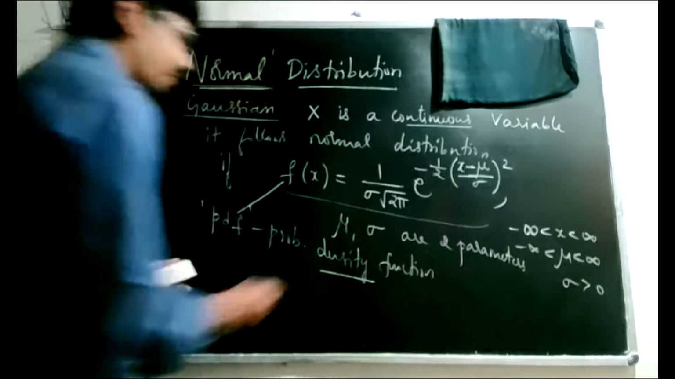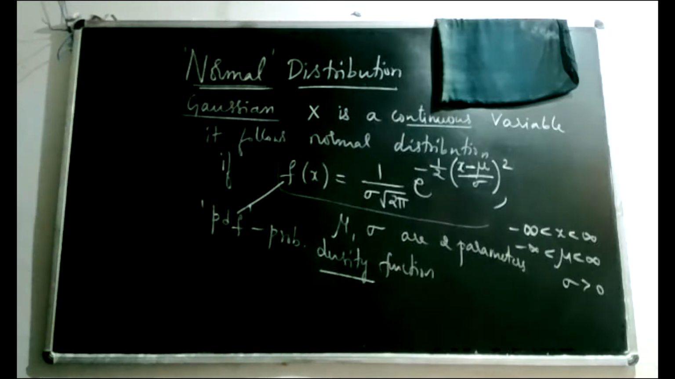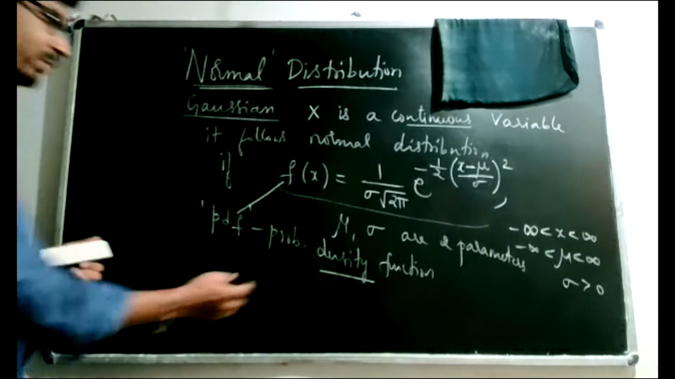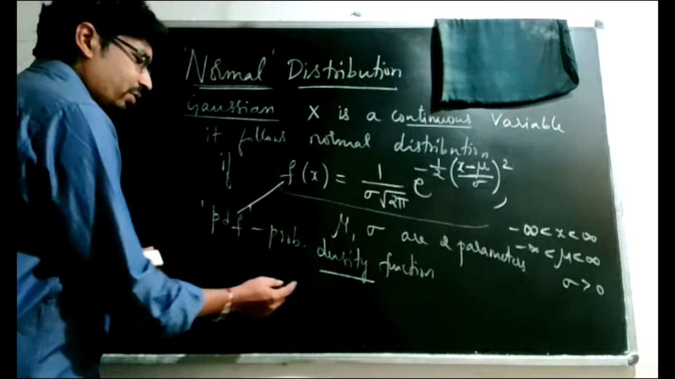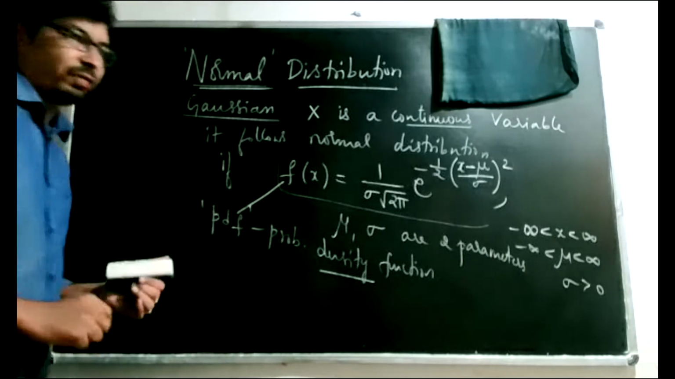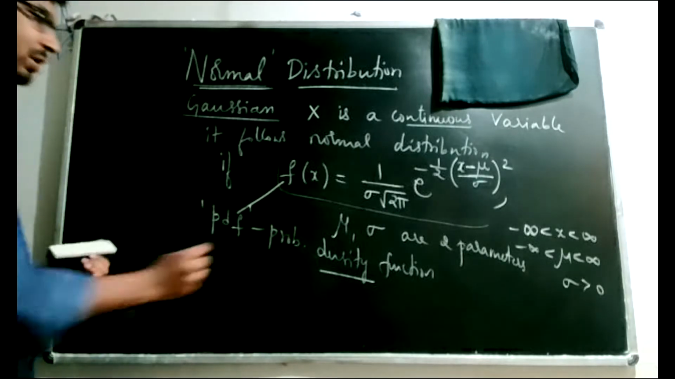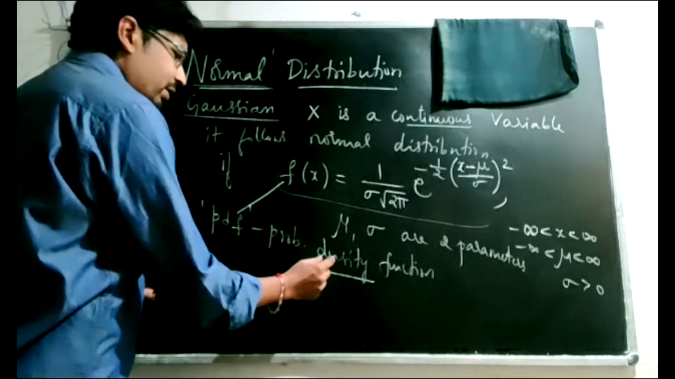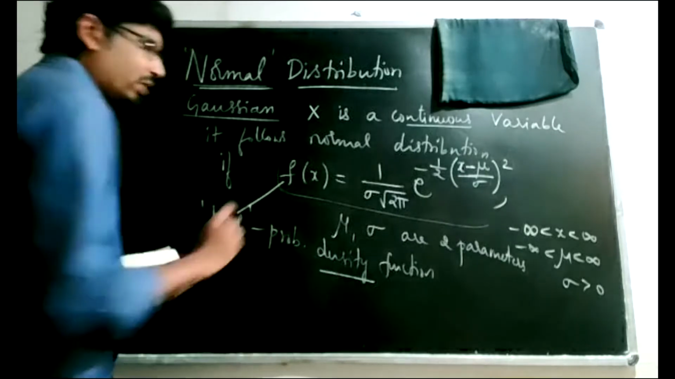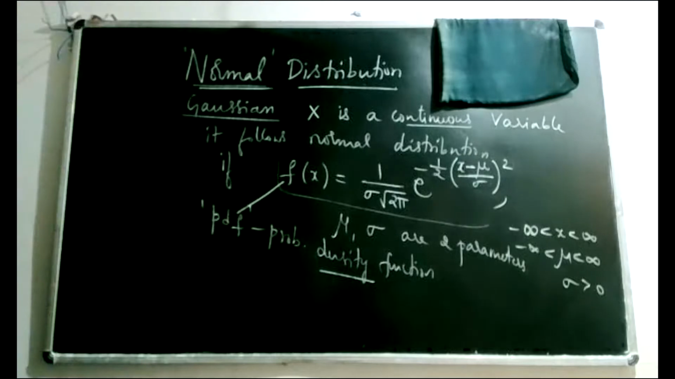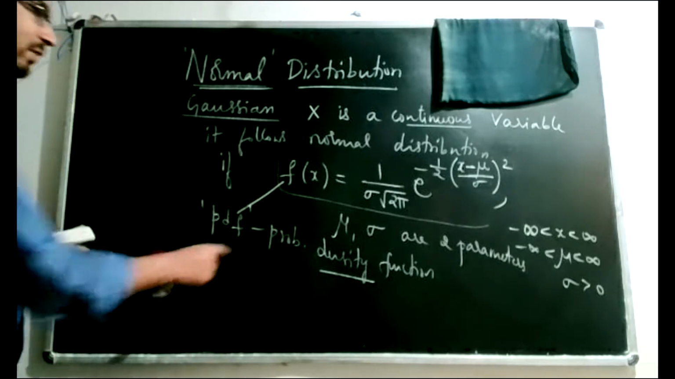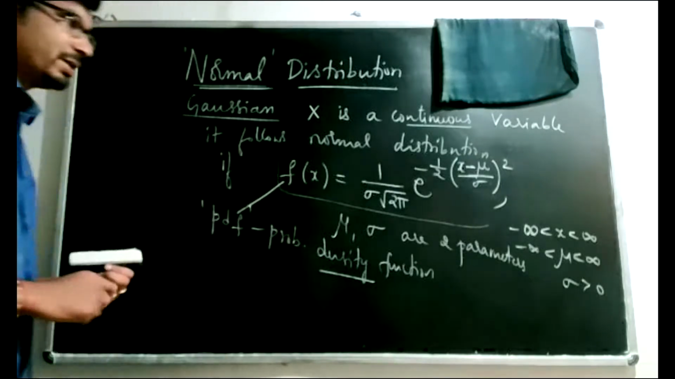In the case of discrete variables, we call it PMF, probability mass function, because probabilities are mass for every particular value of x. Here we don't talk about the probability of a particular value. We talk about the area between two particular values of x. Therefore, this is called the probability density function.